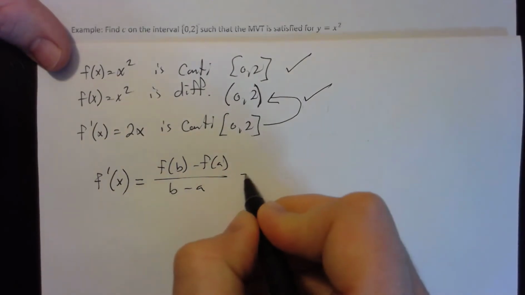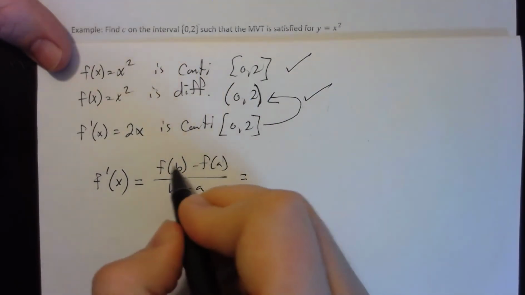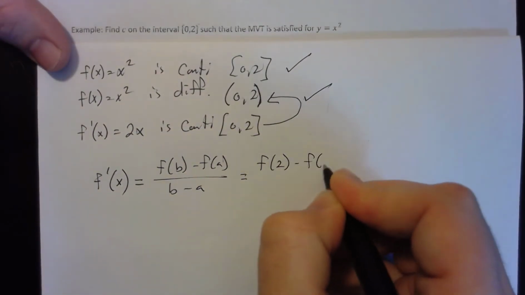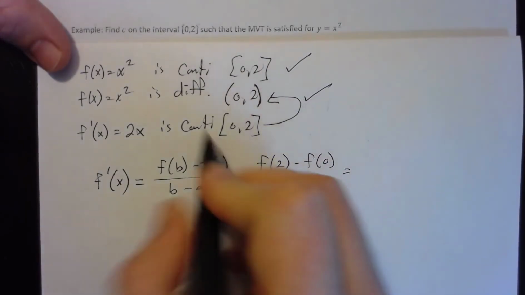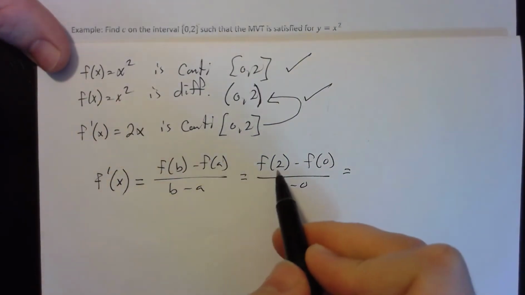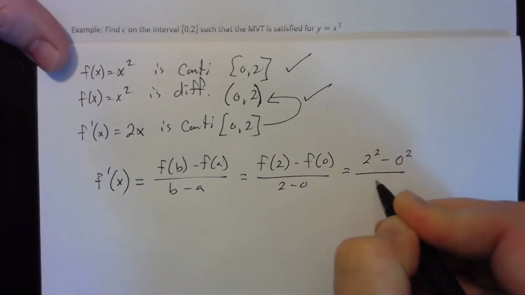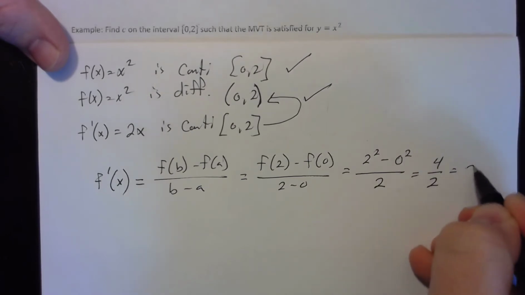So I'm going to go ahead and evaluate what these values are. b is 2, a is 0. I'm going to plug those values in. So I'm looking for f of 2 minus f of 0 divided by 2 minus 0, where the function is x squared. So 2 plugged into x squared is 2 squared, minus 0 squared, divided by 2 minus 0, which is 2. This becomes 4 over 2, and therefore is 2.